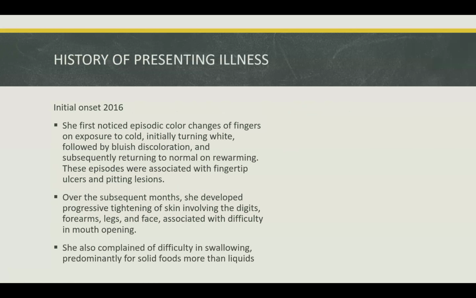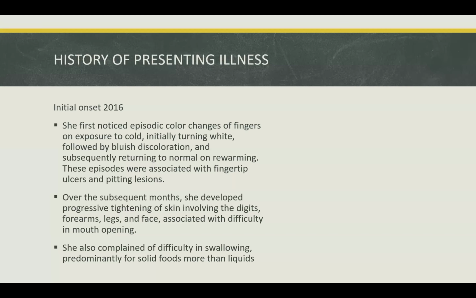History of presenting illness. The initial onset of symptoms was in 2016. She first noticed episodic color changes of the fingers on exposure to cold, initially turning white, followed by bluish discoloration, and subsequently returning to normal on rewarming. These episodes were associated with fingertip ulcers and pitting lesions.